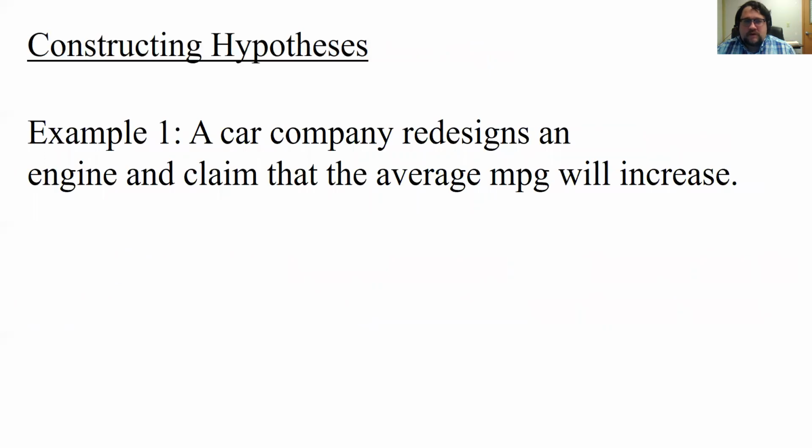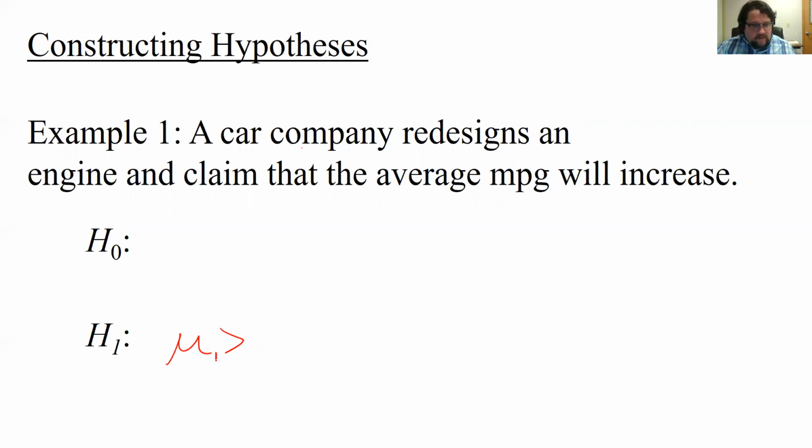All right, so when we construct it, let's say we had this. A car company redesigns an engine and claims that the average miles per gallon will increase. And so we want to construct our null hypothesis, that's the H sub 0, and our alternative, that's the H sub 1. So what we're going to claim in the null, well, sometimes it's actually easier to figure out the alternative. So I'm going to start with that the average is going to be greater than, let's see, what notation are we using here?